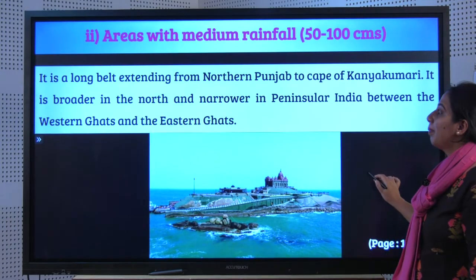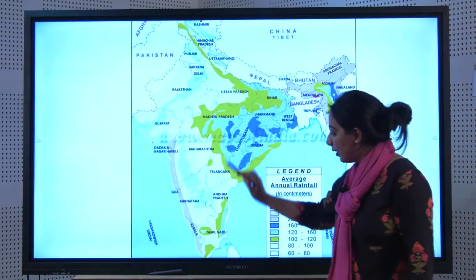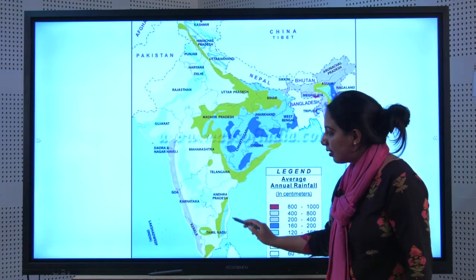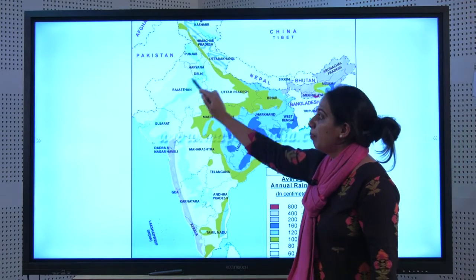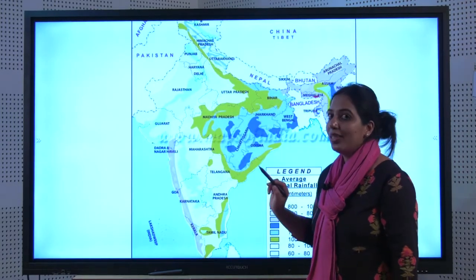Let's look at the map. West Punjab, here. West Kanyakumari, here. There is the Western Ghats, the Eastern Ghats, the region in middle. Broad in the north, narrow in the south. Don't get confused.